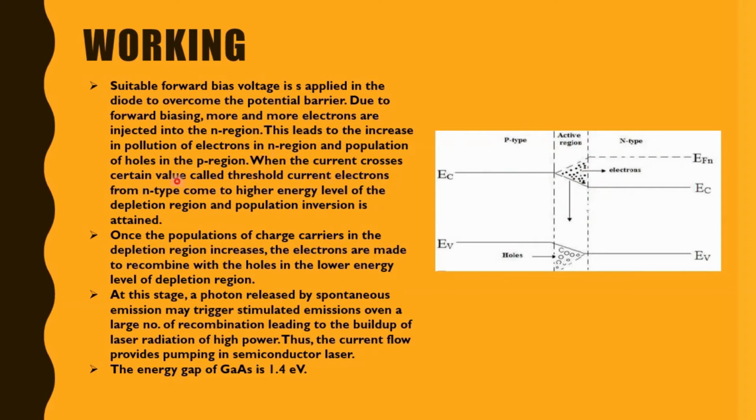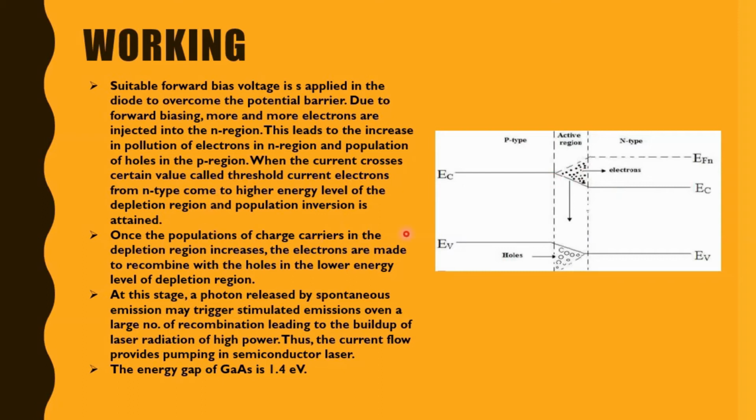Whenever the current crosses a certain value, here you can see the electron population occurs, and here the hole population occurs. Whenever the current crosses the threshold current, electrons from the N type come to the higher energy level of the depletion region and population inversion is attained. That means whenever the current goes over this point, it is known as the threshold current. At that point, the N type becomes the higher energy level, which means population inversion has been attained.